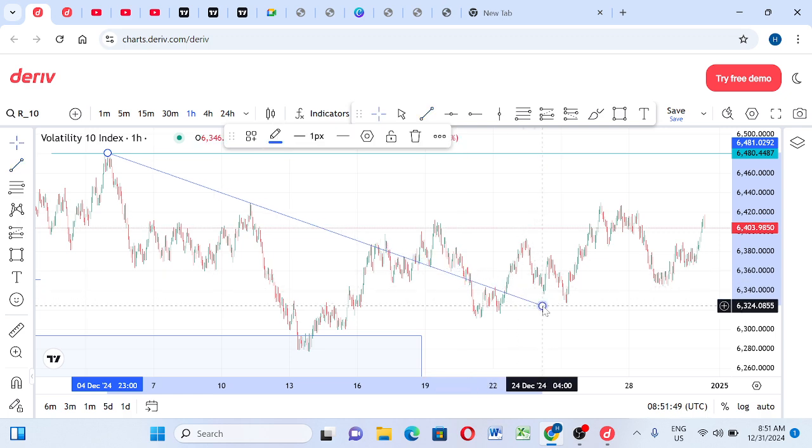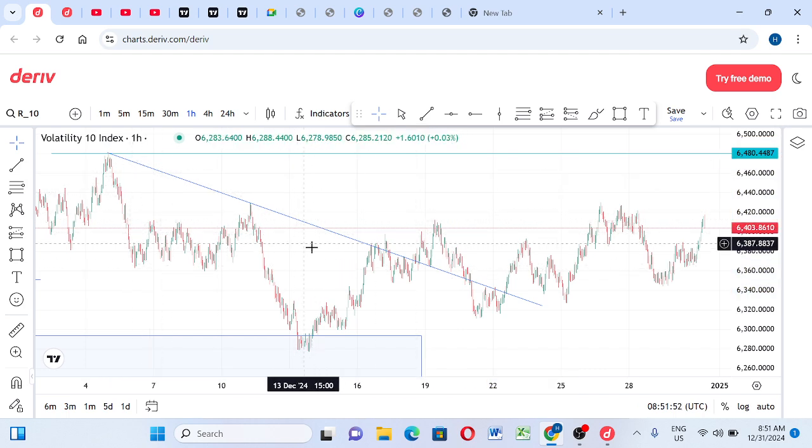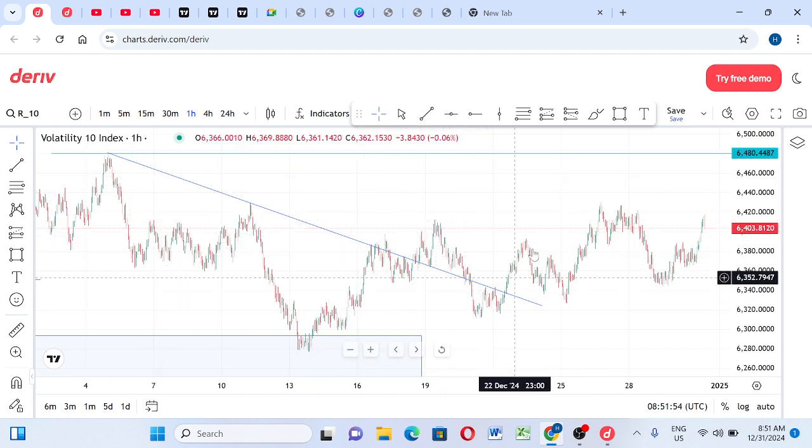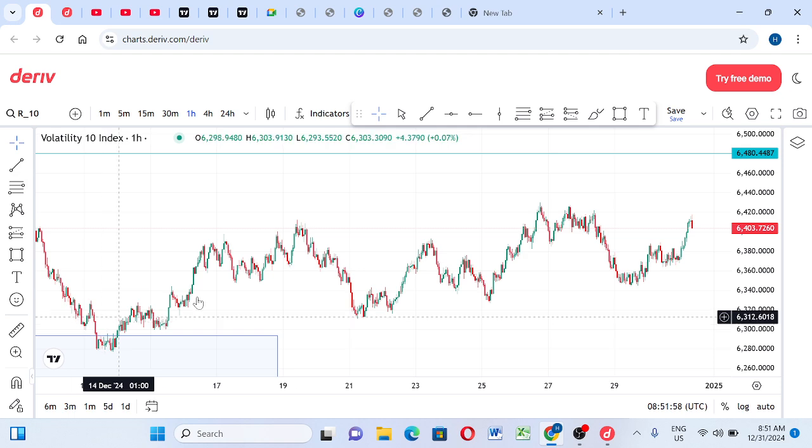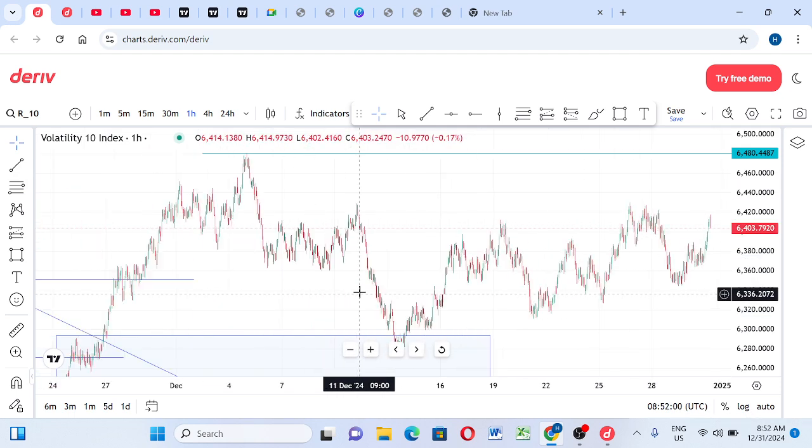So now we have this point here and we have this area here. So this is a clear break of trend line to the upside. You see market and price reacted through it very well. The same thing happened on the smaller time frame. Now this is the 1 hour time frame. Let's make things a little bit clearer for you guys.